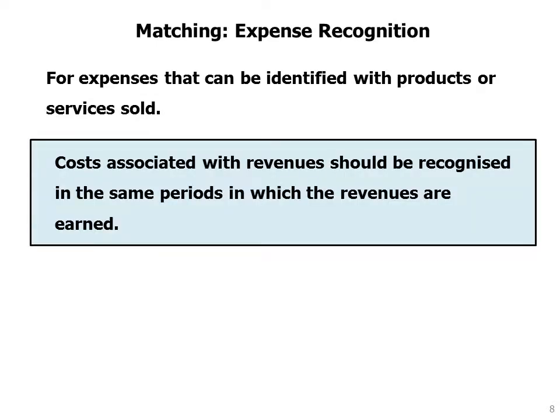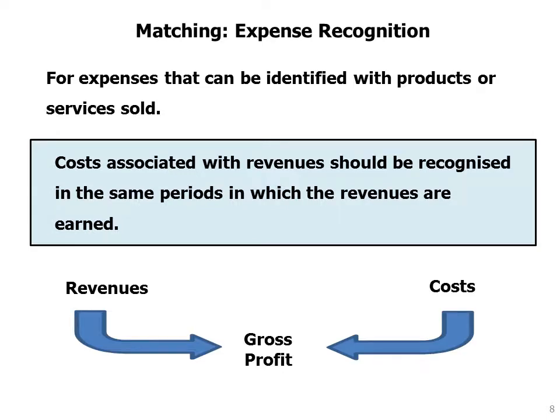When it is possible, costs are matched against their associated revenues, product costs. Recognition of these expenses is therefore driven largely by revenue recognition considerations. So more formally, costs associated with the revenues should be recognized in the same periods in which the revenues are earned. So what we're doing is we are matching all of the costs that are needed to generate a sale with the revenues from the sale in the same period in which the sale takes place in order to calculate a meaningful figure for gross profit.